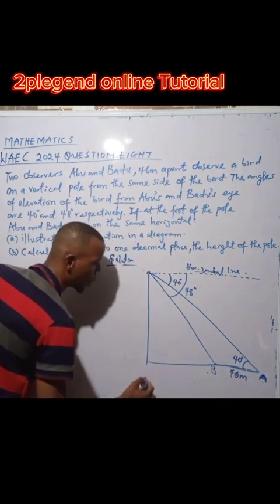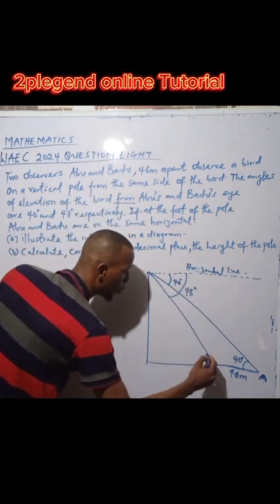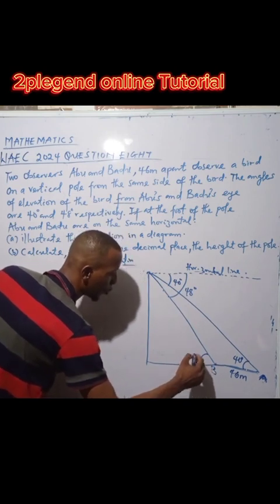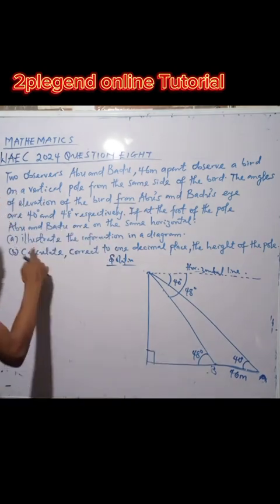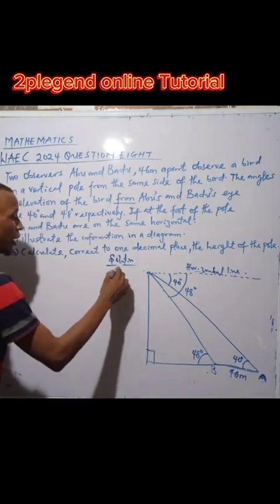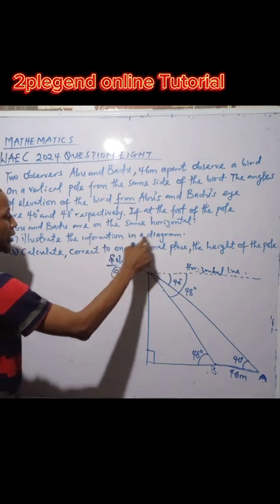The whole of this, remember, alternate angle, we have this place also to be 48 degrees. So this is your angle 90. You have answered question A of the question: illustrate the information in the diagram. So this is the information that we have in the diagram.